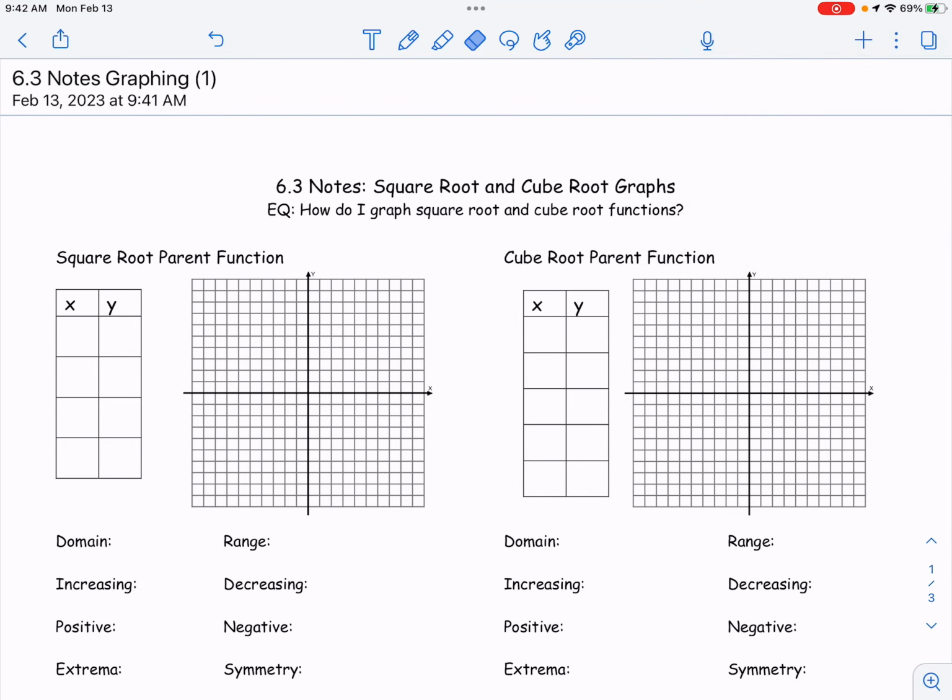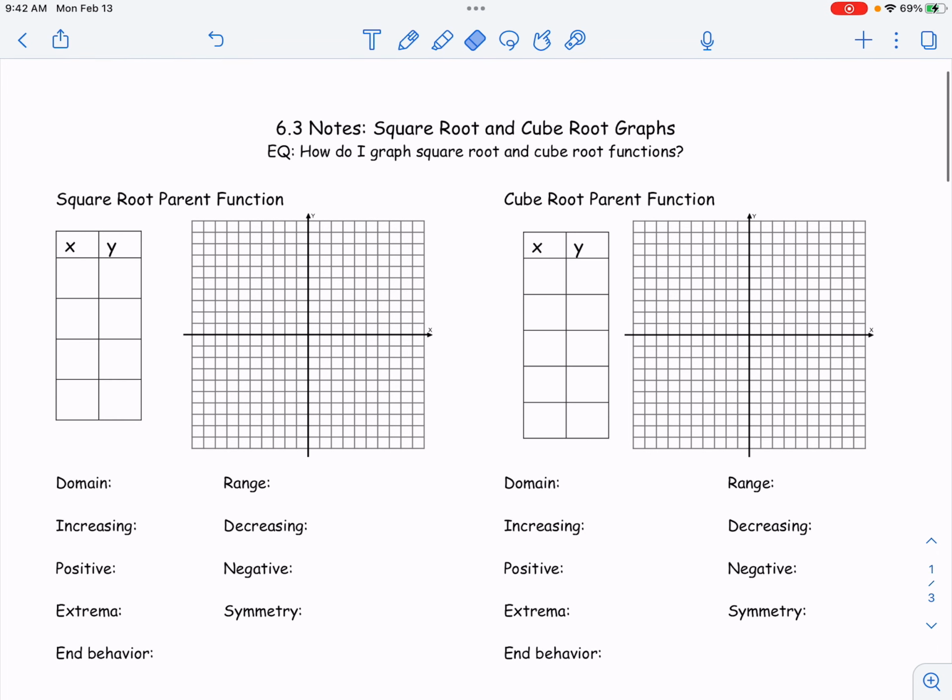Today we are going to graph radical equations. So we're looking at two. Primarily we are looking at the square root function and the cube root parent function. The square root function is going to always look like a curve, right, like this.